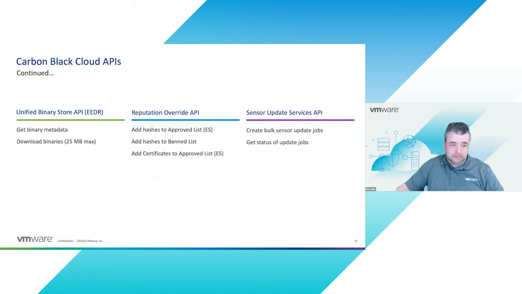Last couple here for this section. Unified binary store, again, an EEDR specific feature. Opt in to have your binaries in your environment uploaded for your later analysis and download. Reputation override API. I probably should have had this one more at the front of this slide, because this is a pretty interesting one where you can automatically have hashes that you approve loaded into your console or banned, for example. Another really powerful one. And then the last one here, Sensor Update Services API. This is just upgrading your sensors, right? So you can do that through the Devices API, or this one here is for more of a bulk or batch jobs.